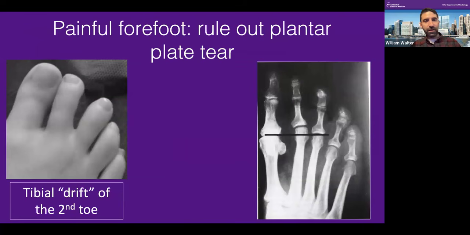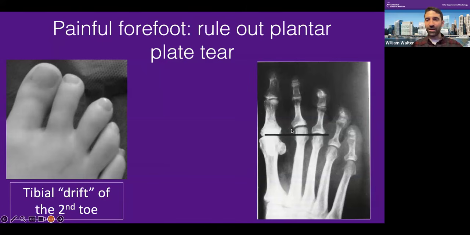So this first case scenario, painful forefoot, rule out plantar plate tear, very common situation. And you notice on physical exam that the patient has a tibial drift of their second toe. It's causing this kind of splayed appearance between the second and third toes. The X-ray bears that out as well. You can see this second toe is kind of tilted medially.